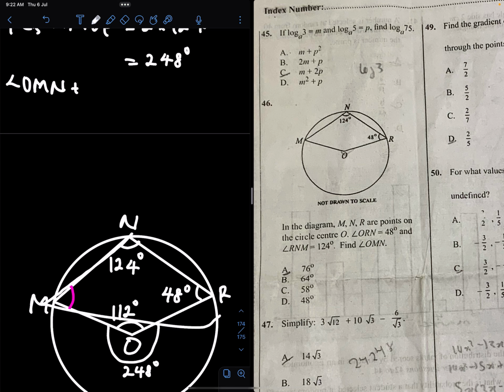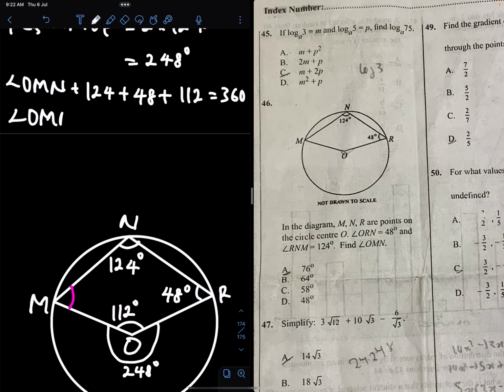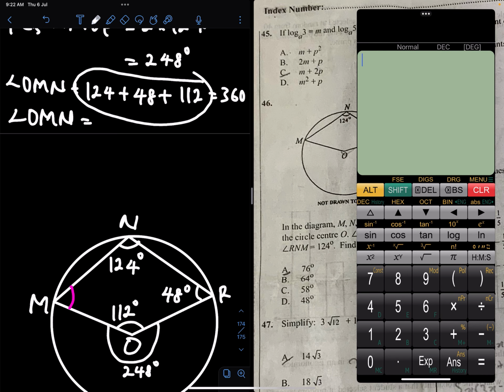This is a quadrilateral, and the sum of angles inside the quadrilateral is 360 degrees. That simply means angle OMN plus 124 degrees plus 48 plus 112 degrees equals 360 degrees. The reason for that is the sum of angles in a quadrilateral is 360 degrees. So what is 124 plus 48 plus 112? Let's do that. 124 plus 48 plus 112 equals 284.